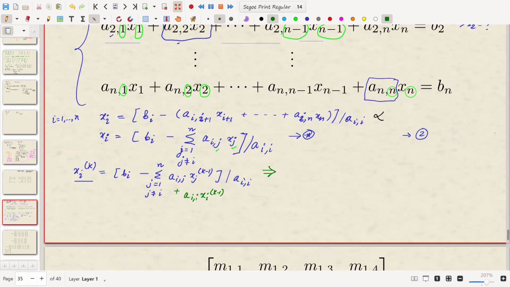To understand what I am doing here: in your first step, xi was not involved, right? xi at the kth iteration, the past of that state, xi at k minus 1, is not involved. So you have to involve it. That's how you make the numerical method. So this is a new addition for you to make a numerical method.